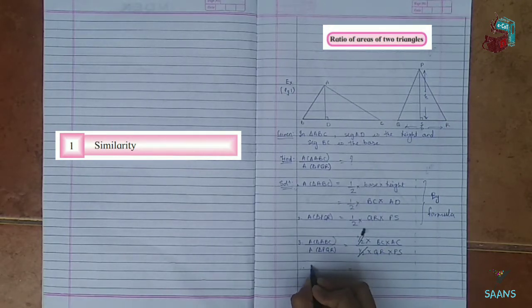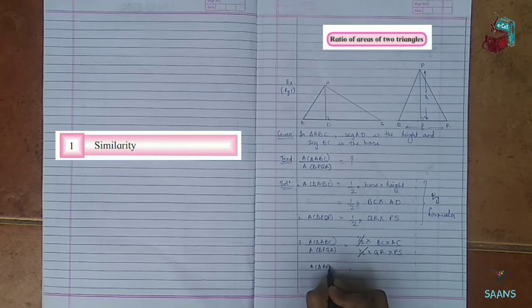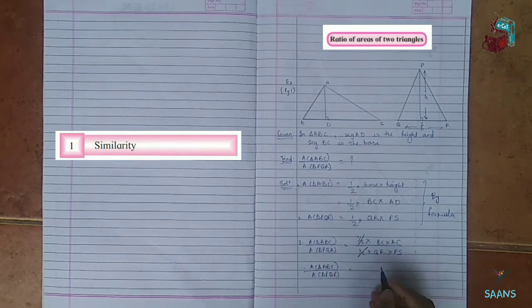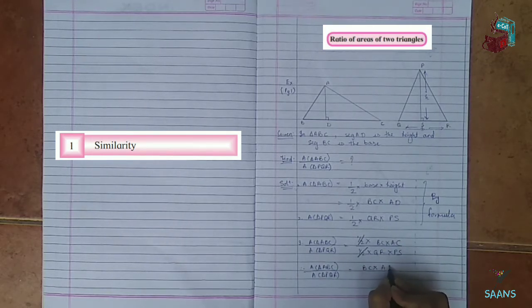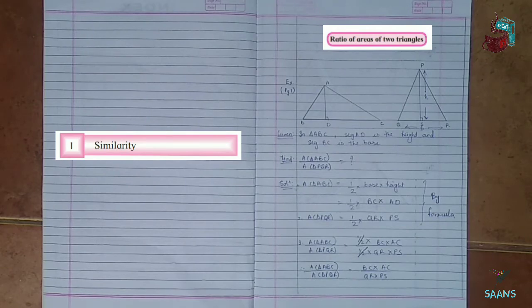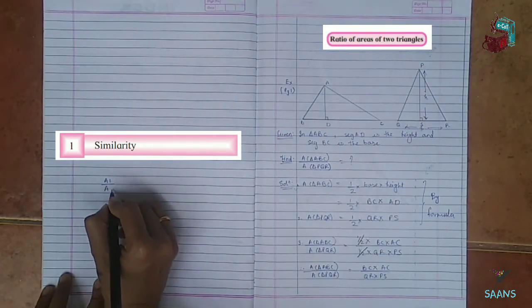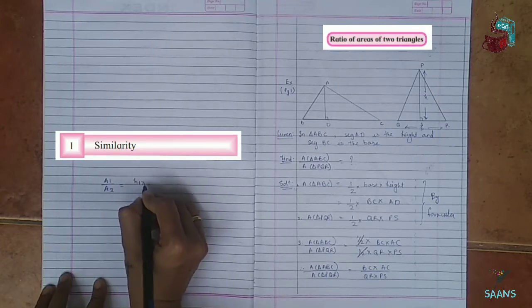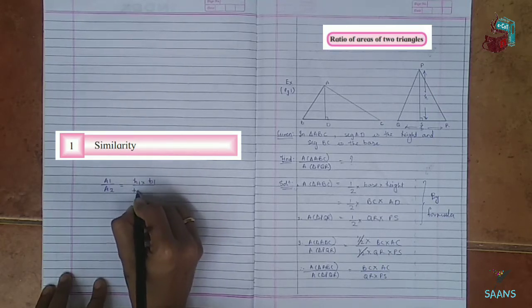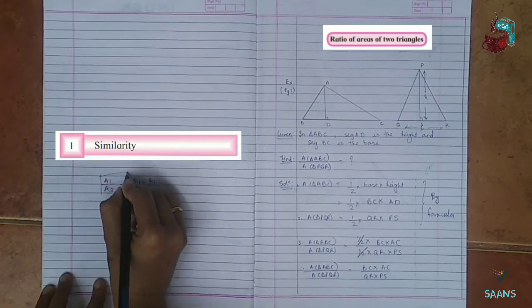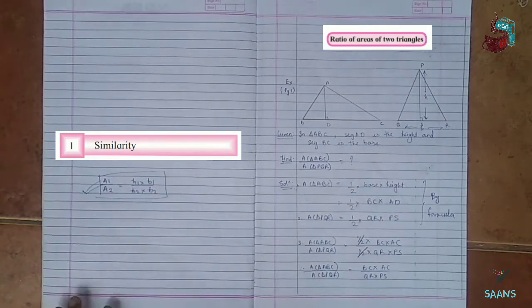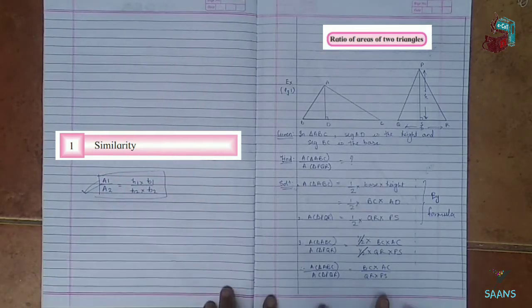So finally, area of triangle ABC upon area of triangle PQR is given as BC into AD upon QR into PS. If you want to summarize this, you can say that the ratio of the area of one triangle to the area of the other triangle is equal to height into base of the first triangle upon height into base of the second triangle. You can just take this as a formula.